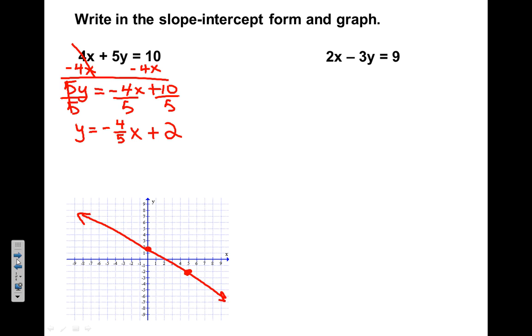Here's the next example. It is of the same form as the one that we just did. I want you to pause your video and try this one on your own.